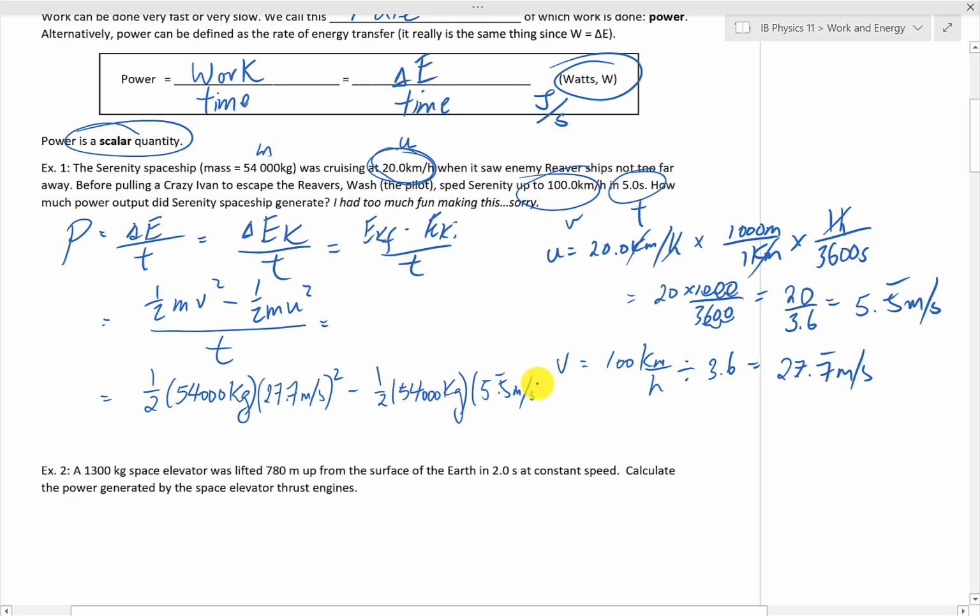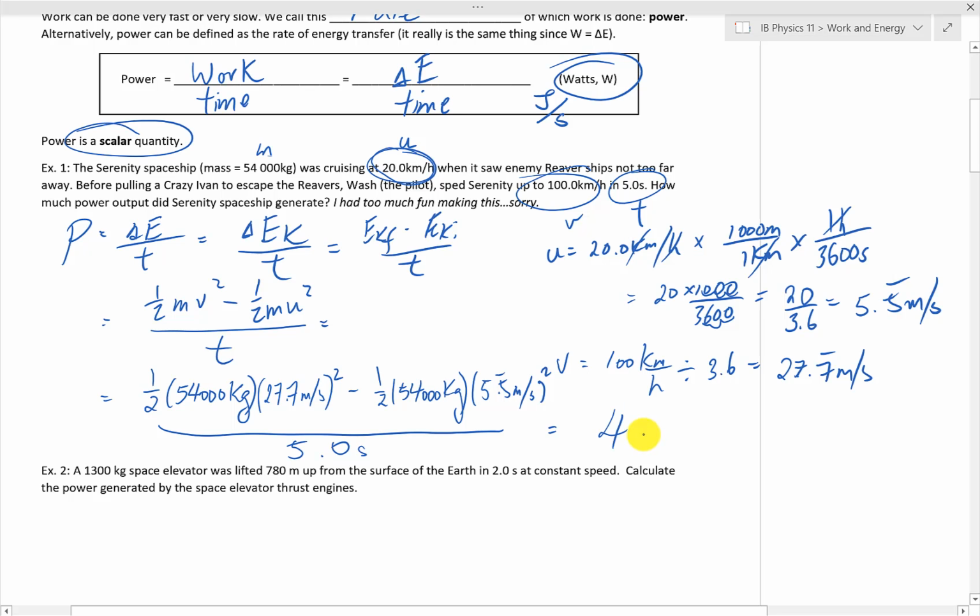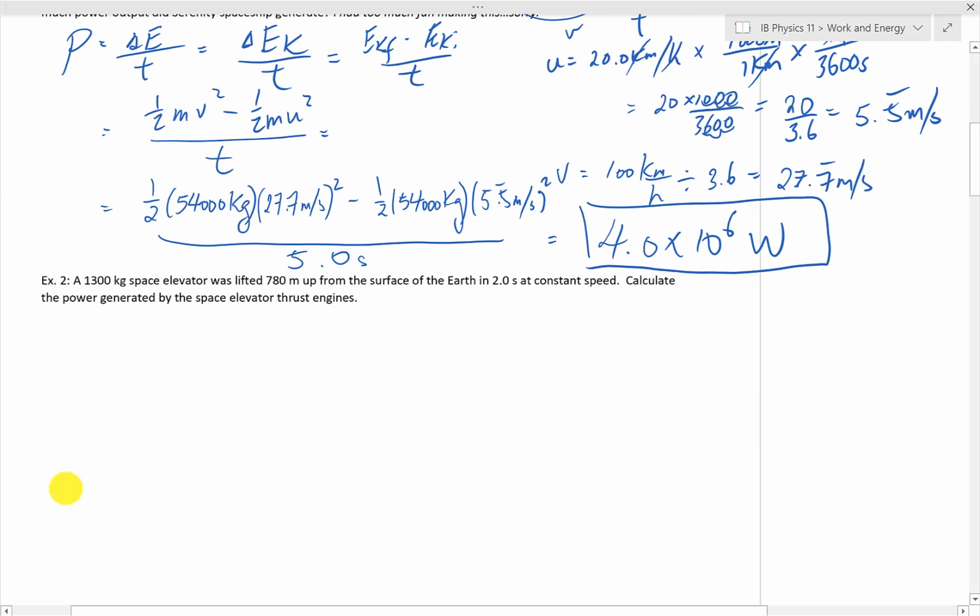The time is 5 seconds, so I'm going to put that in. Putting it into our calculator, I get 4 million. With 2 significant figures, it's 4.0 times 10 to the power of 6, and our newly learned unit is watts. That's a lot of watts.